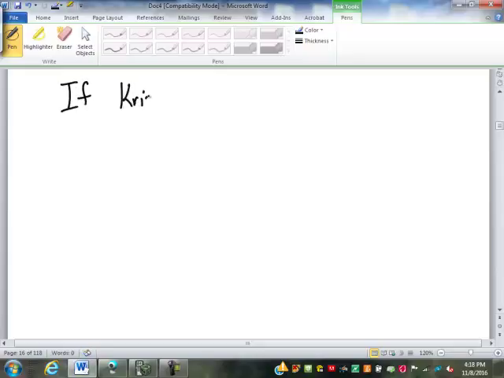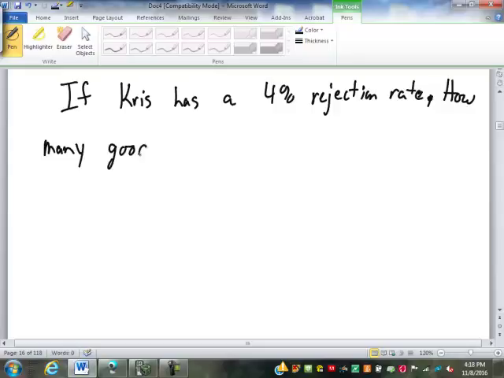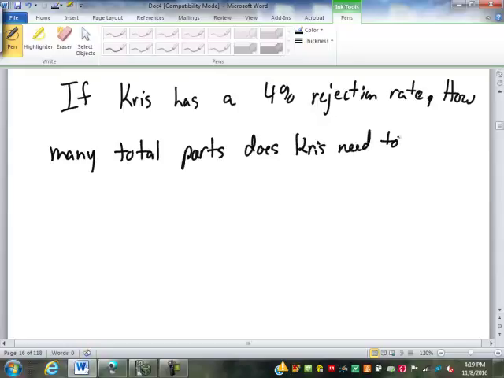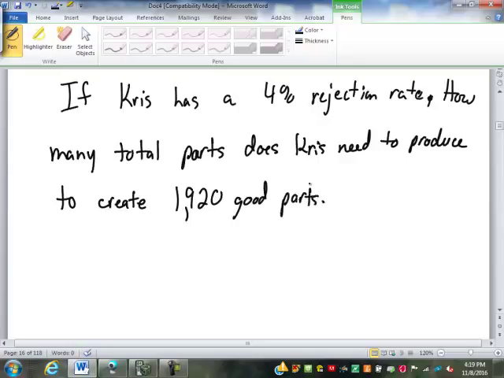If Chris has a 4% rejection rate, how many total parts does Chris need to produce to create 1,920 good parts? I'm going to have you give that one a shot in your notes quick.